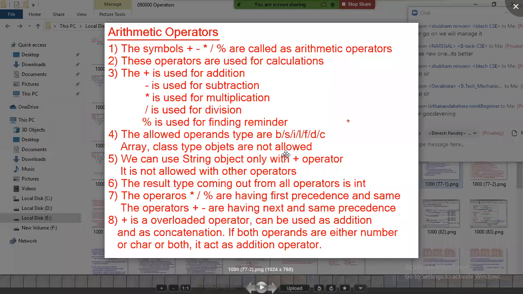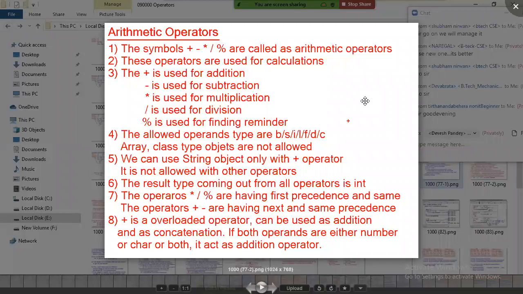The allowed operand types are byte, short, int, long, float, double, char. Array and boolean and class type objects are not allowed. We can use a string object only with the plus operator. It is not allowed with the other operators. The result type coming out from all these operators is, okay, I don't say int, it is numeric.